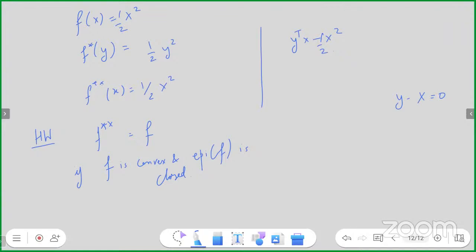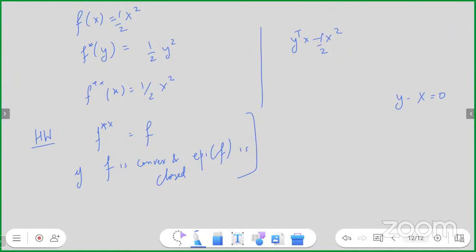And the proof is actually not difficult. If you have been following what we've been doing so far, just take this, look at the epigraph, and use contradiction. That's the simplest way to prove this. That if it is not true, then something will happen. Separating hyperplane theorem will give you the answer. So this is the claim. That this is not an accident. For any f which is convex and whose epigraph is closed, this will actually be true.